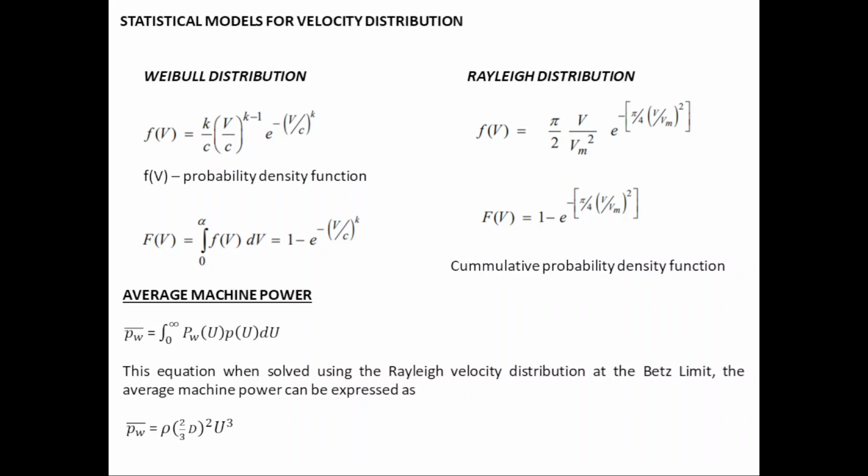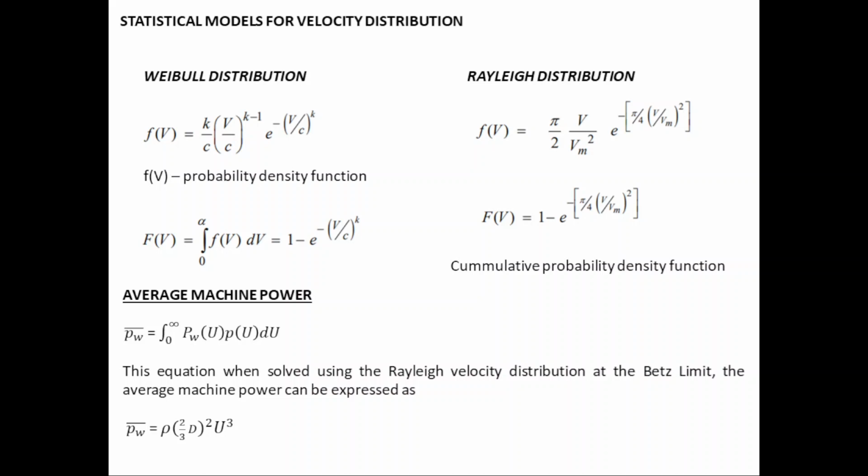If you see here, the k as well as that c in this Weibull distribution, k is the shape factor, and c is your scale factor. These two factors basically define the uniformity in the wind. And among these two, the most accurate model is the Weibull distribution.